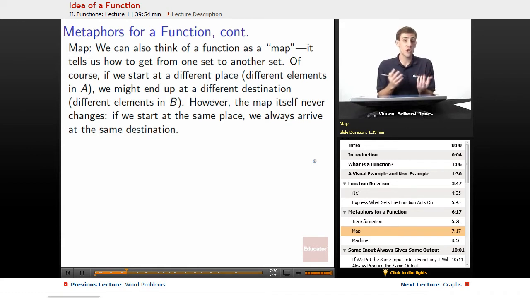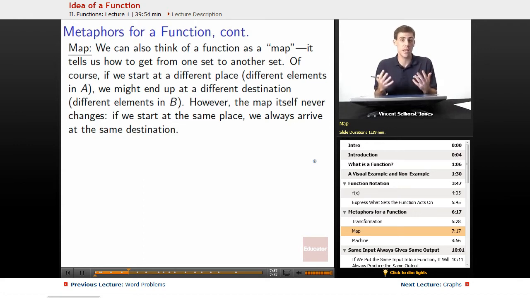Of course, if we start at a different starting location, a different starting place, different elements in A, we might end up at a different destination, different elements in B, right? If I say go 100 kilometers north, you're going to end up in totally different places if you start in Mexico, if you start in California, if you start in England, if you start in South Africa, if you start in Japan. Each one of these places, if you start in Egypt, each one of these places is going to wind up going to a totally different place, even though they're all still the same direction.